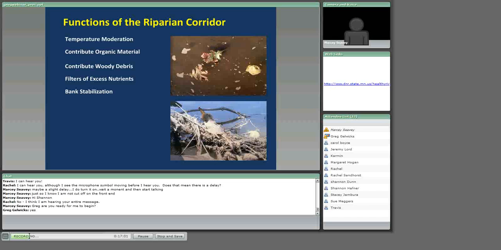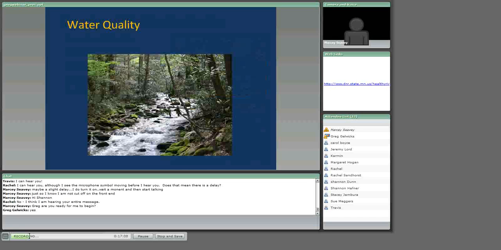The next component is water quality, and this is greatly affected by the components I've already discussed. And while the picture that's shown here is probably outside the realm of possibility for many of our streams in Iowa, there are a lot of things that can improve the conditions that we see today.